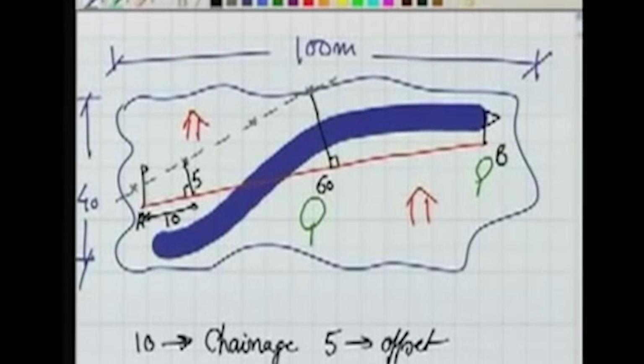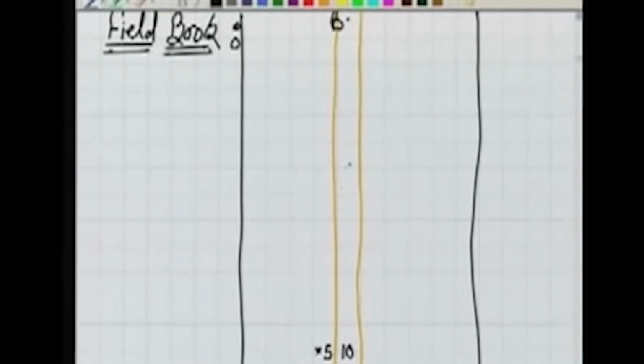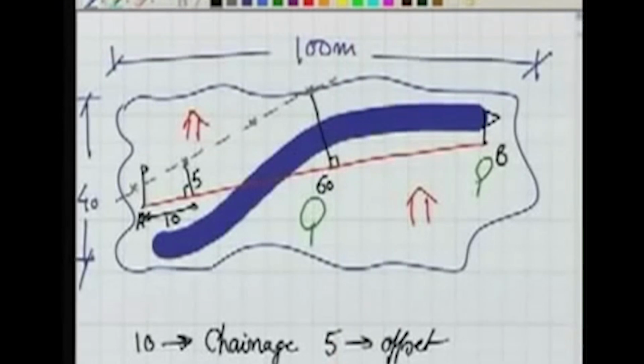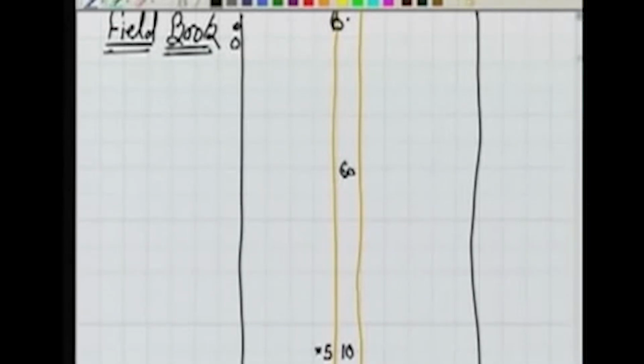Starting from A to the foot of the perpendicular is 60 meter. So what I can do in my field book, at 60 meter chain edge, as you can see here, we have a perpendicular length which is 20 meter. The length of the perpendicular is 20 meter. So at 60 meter on my left hand, 20 meter. So this 60 is the chain edge, that's why it is being written along the chain line.